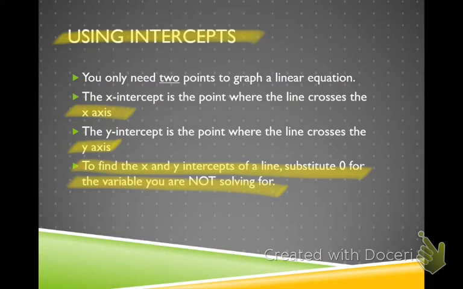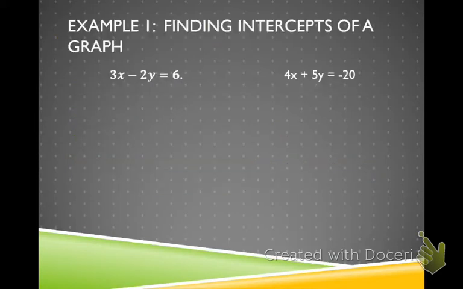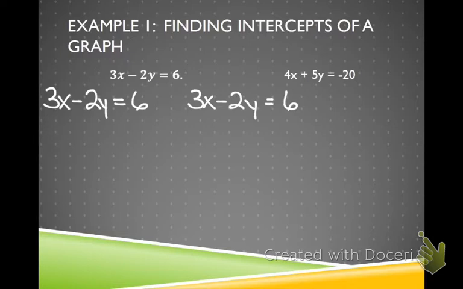In example 1, we are going to find our x and y intercepts of the equation. You're going to write the equation 2 times. On the first one, you're going to solve for x. On the second one, you'll solve for y. I like doing it that way because x comes first in an ordered pair.